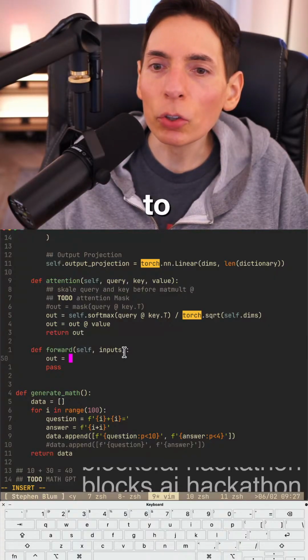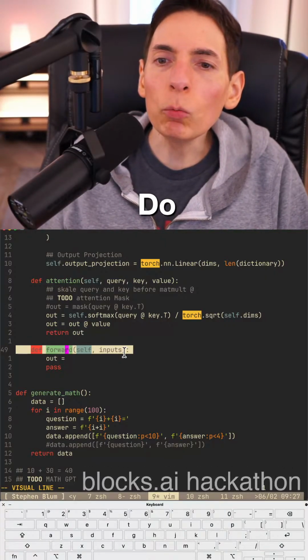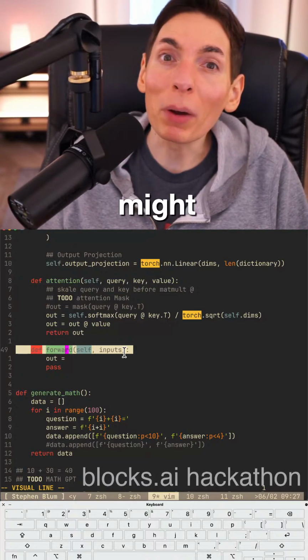We need to do embedding. Oh, so do we want to automatically include an embedding in our transform? I think we might want to.